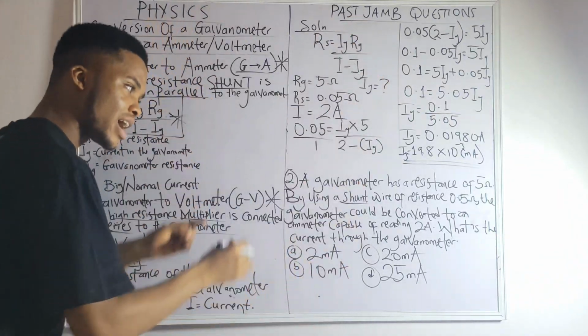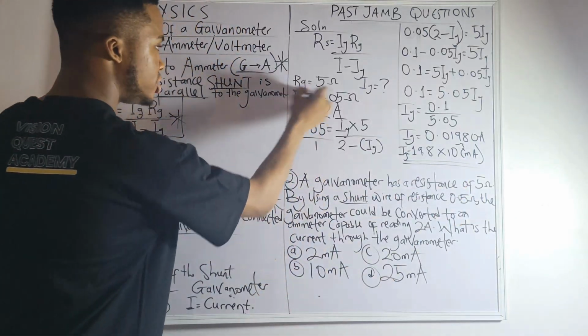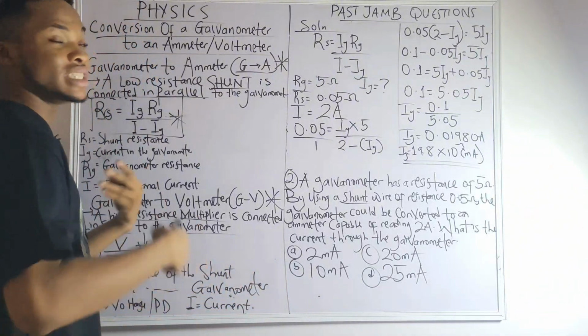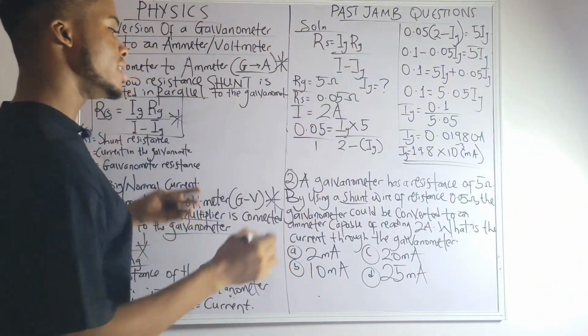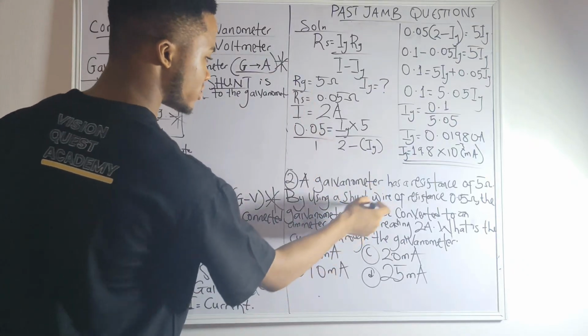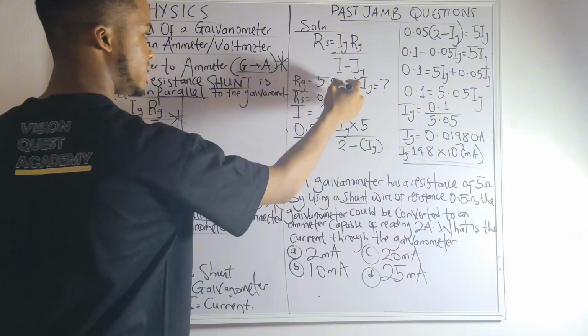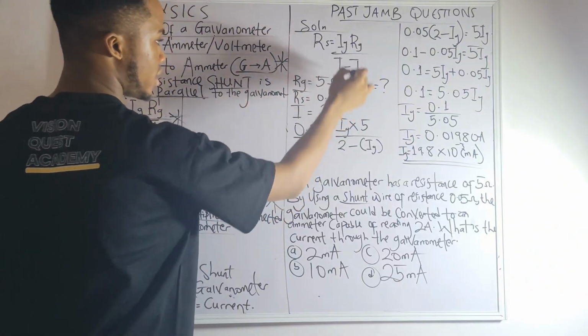Now, a galvanometer has a resistance of 5 ohms. So the RG is what? 5 ohms. That's the resistance in the galvanometer, this RG, 5 ohms. Now, by using a shunt wire of resistance, so this is the resistance in the shunt, RS, 0.05 ohms. Write it down. So we have written the first parameter, and now the second parameter.